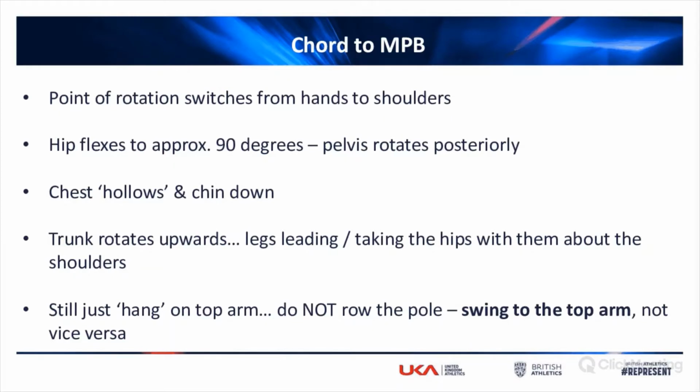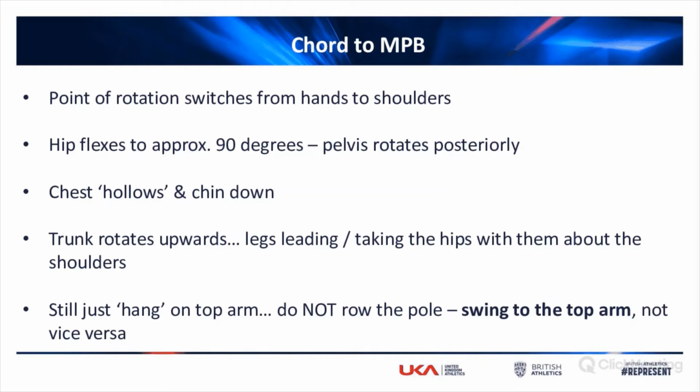First thing is the point of rotation changes slightly now. We've been swinging at the bottom through the hands, but at this point we need to then allow the rotation to translate into the shoulder joint. The way that that happens is that the hip starts to flex to around about 90 degrees, and the pelvis rotates backwards and pulls the kind of legs up with it as it does so.